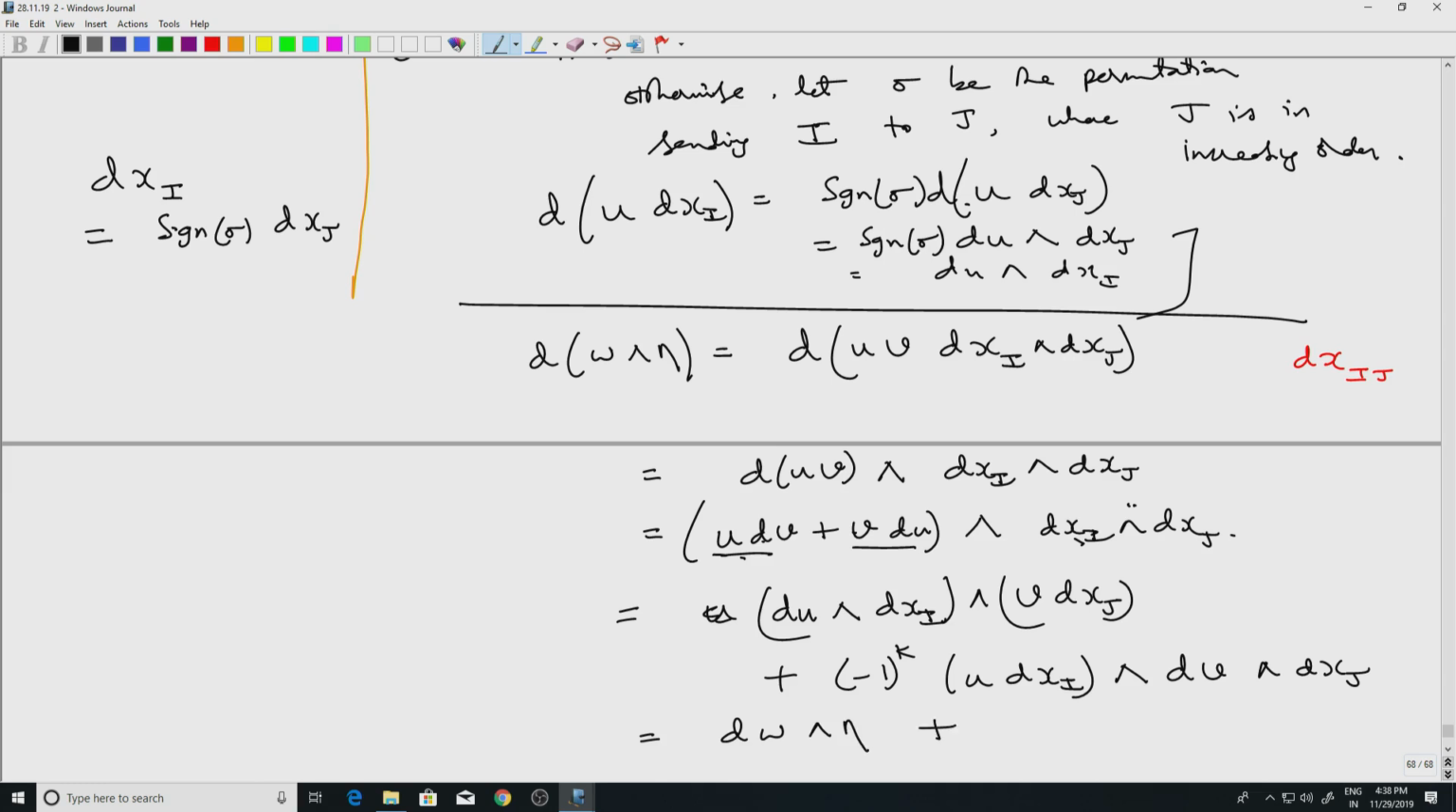Plus minus 1 to the k. After all, this thing here is eta, this is d omega, and so this is omega wedge d eta. This is d eta. So that proves the second property. So we'll stop here. In my next lecture, I'll deal with the other two properties. Then we'll see how we can transfer all this to the manifold setting. Okay, thank you.